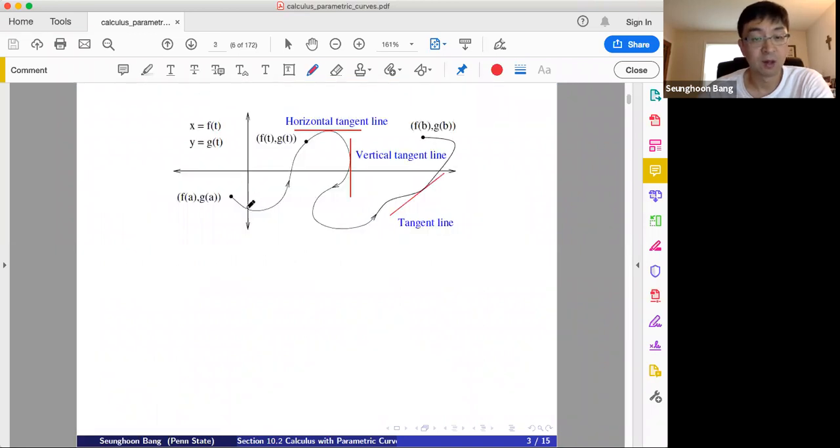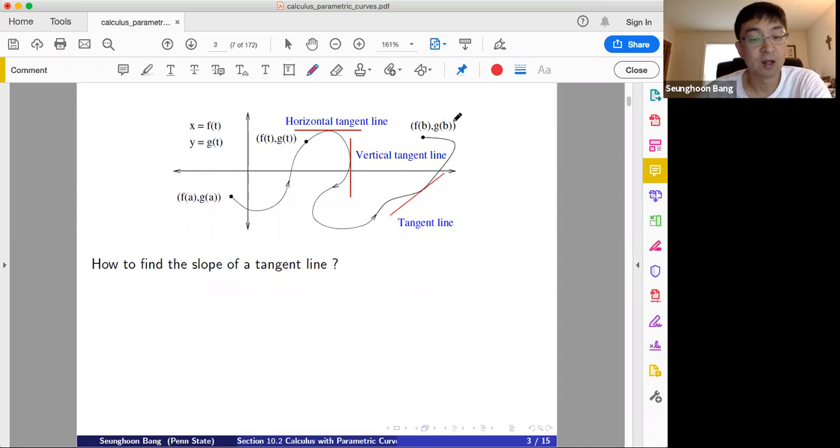Here, the parametric curve is given. You can choose points here and draw the tangent line. At this point, we have a vertical tangent line. At this point, we have a horizontal tangent line. We have these kinds of things.